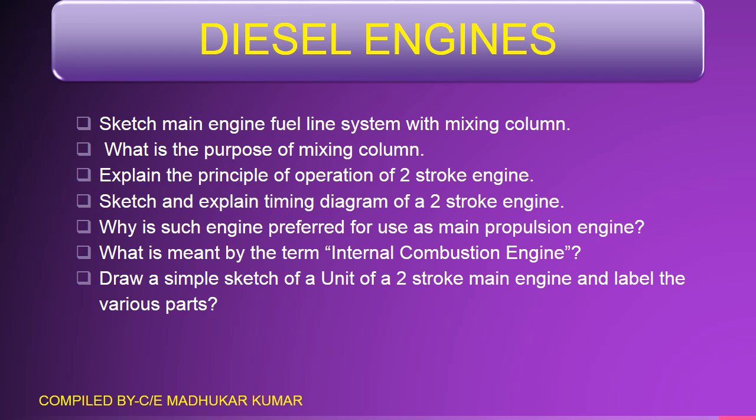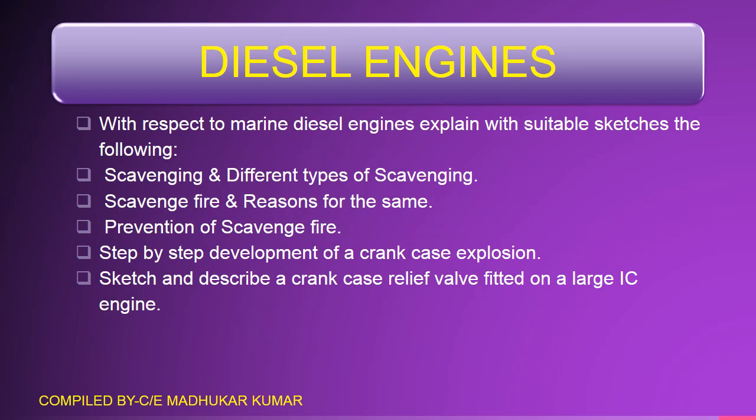Draw a simple sketch of a unit of a two-stroke main engine and label the various parts. Means for the two-stroke engine, a simple sketch has to be drawn, and basically the major parts have to be marked. With respect to the marine diesel engine, explain with a suitable sketch the following: scavenging and different types of scavenging, scavenge fire and reasons for the same, prevention of scavenge fire. In earlier questions we have already seen scavenge fire related questions.